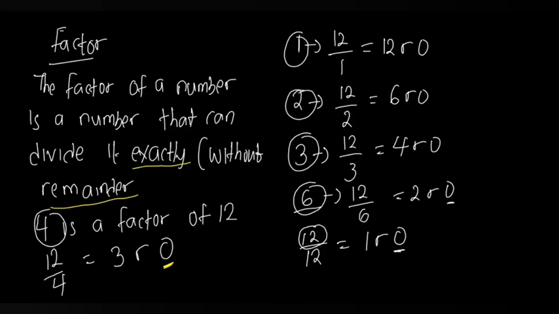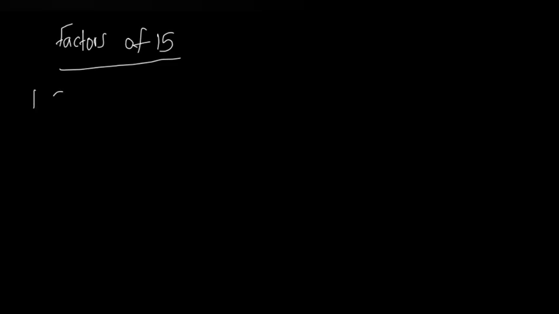Now let's look at more examples. Let's list the factors of 15. Now I want you to take note: 1 and the number itself are the primary factors.